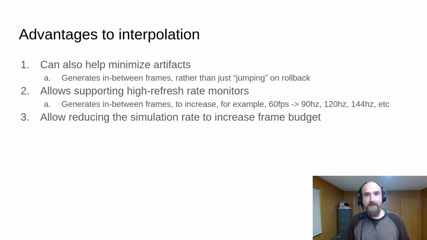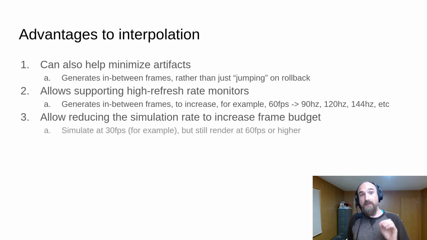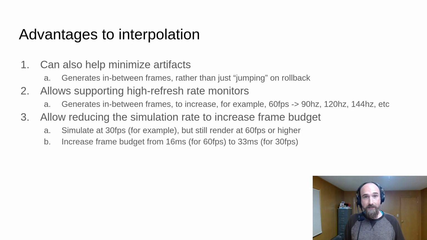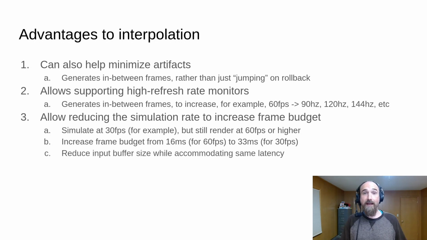If your input buffer size is 20, that means in the worst case scenario, you might have to roll back and resimulate 20 ticks in less than 16 milliseconds, which might be a challenge depending on your game. But if you reduce your simulation rate to 30 FPS and enable interpolation, it will be visually indistinguishable from 60 FPS, except now you have a frame budget of 33 milliseconds rather than 16 milliseconds. It also means you can cut your input buffer in half and still accommodate the same amount of latency.